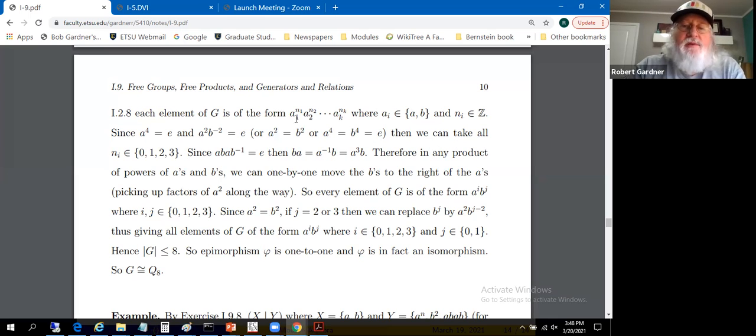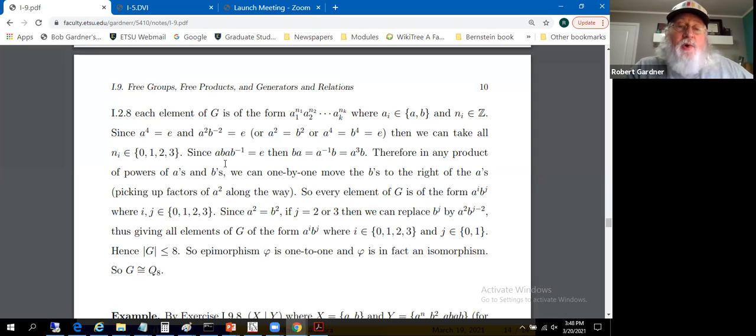But that means these exponents up here, we can, without loss of generality, take to be between 0 and 3. Because when I hit an exponent of 4, these both reduce down to the identity. And indeed, A will have order 4, as we'll see.